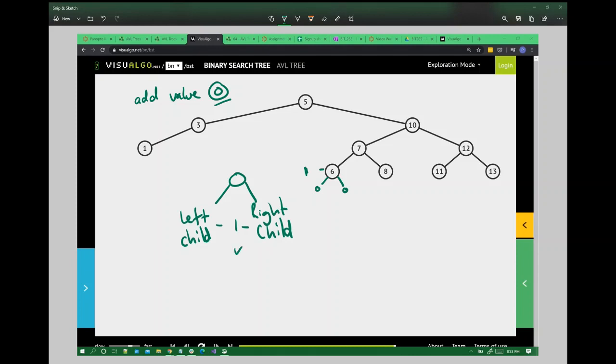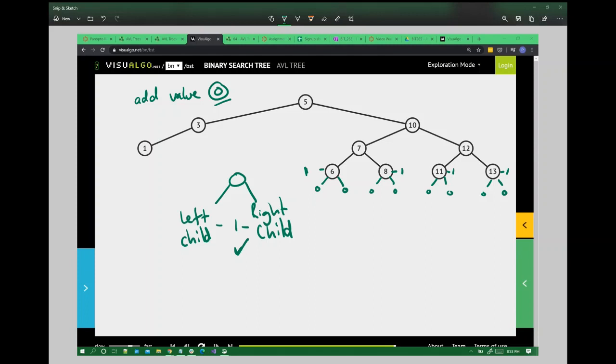Similarly with the node reference 8, the left of it is 0, the right of it is 0. Again, the difference between the two is 0, so again it satisfies this condition. Again, this is level 1. Exactly the same with 11 and 13. They're identical. And I'll just put the zeros here as well.